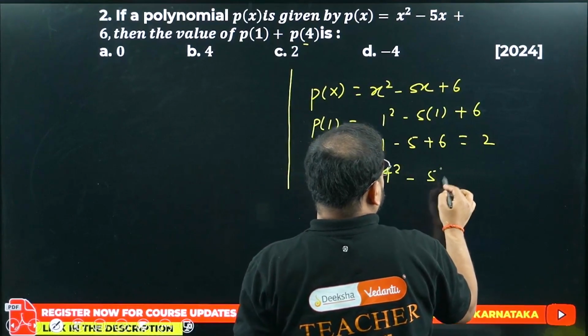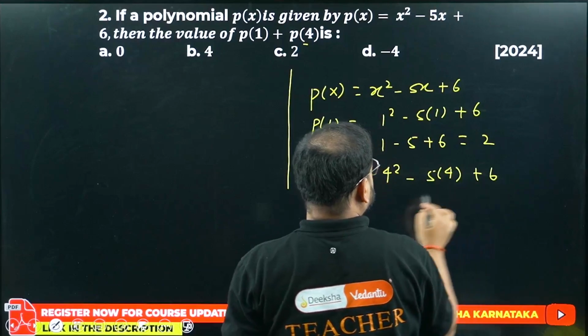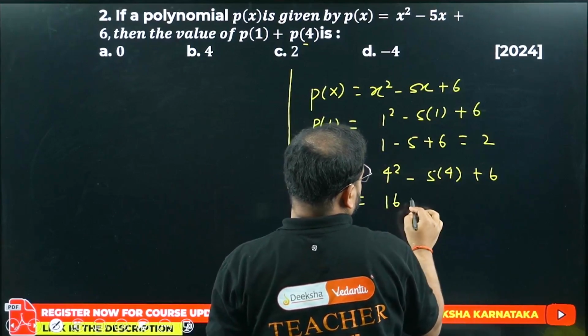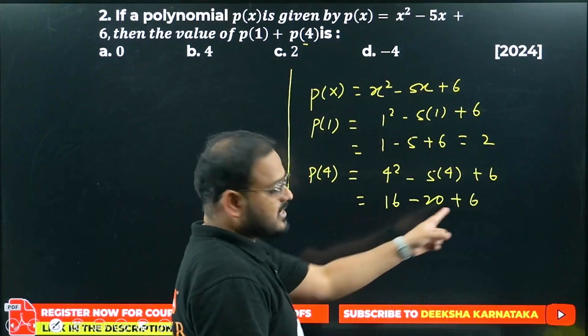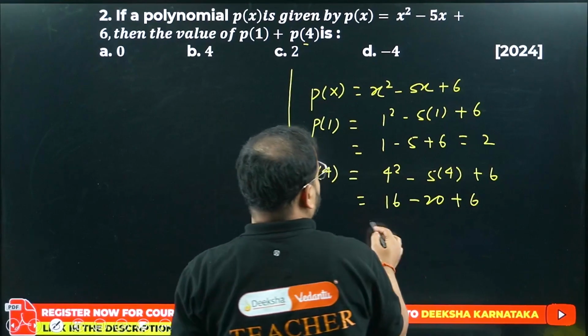4 square minus 5 times of 4 plus 6, how much is that? 16 minus 20 plus 6. 16 plus 6 is 22, minus 20 is 2.